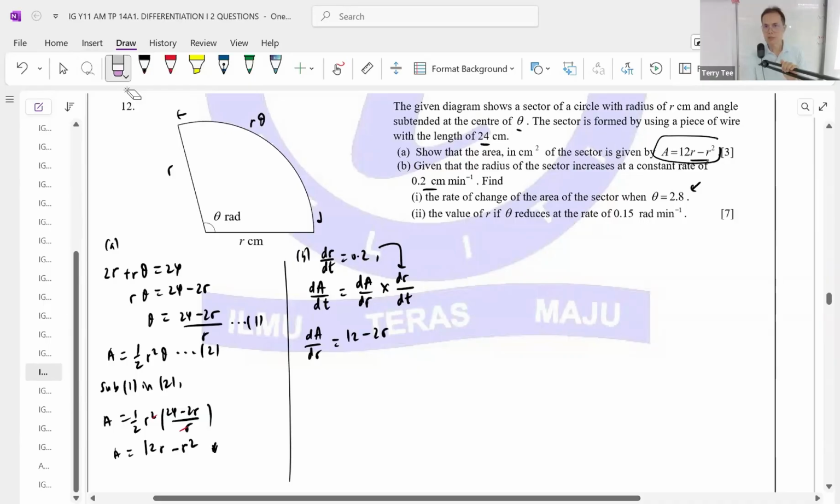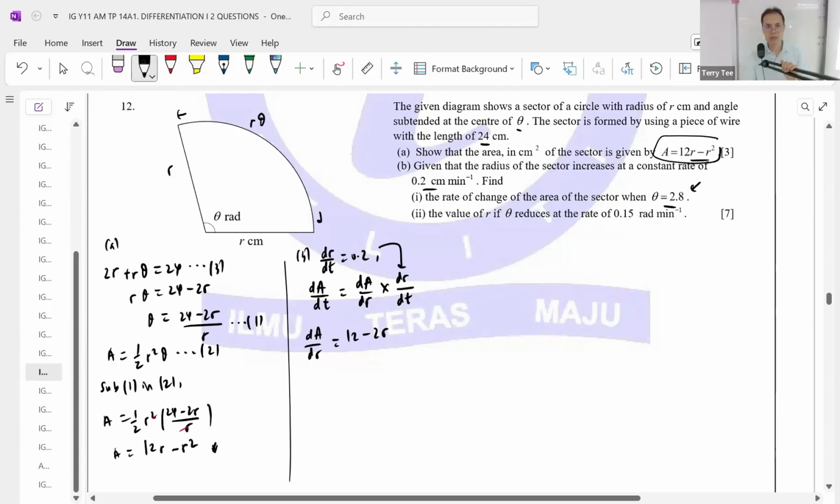Before I do that, sorry, you need to find when theta is 2.8. We don't know theta, we don't know r yet, right? Correct? We don't know r yet. So we need to take 2.8 and put inside here, find your r. It's not really helpful if I put here, so maybe might as well put inside here. I can't call this equation 0, right? I call it equation 3, yeah? You know what I'm saying? I'm finding rate of change of area, right?